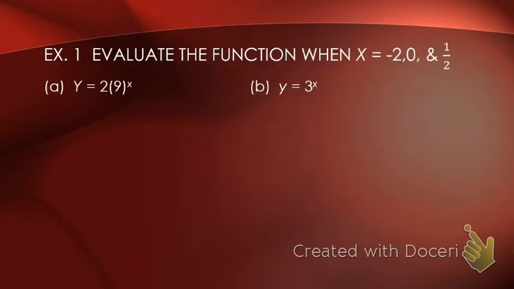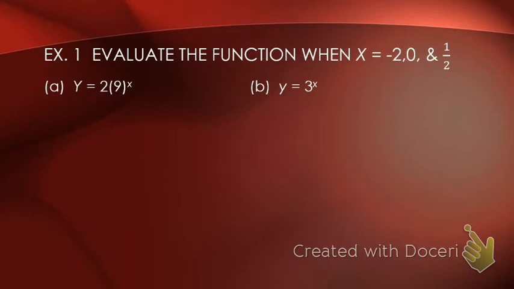Now, example number 1 just wants us to evaluate the function when x equals -2, 0, and 1/2. So here we are. They've given us x values. We're going to plug those x values into a function, and then we're going to be getting y values. How have we organized all this information before? On an x and y chart, all right? So let's go ahead and create ourselves an x and y chart.